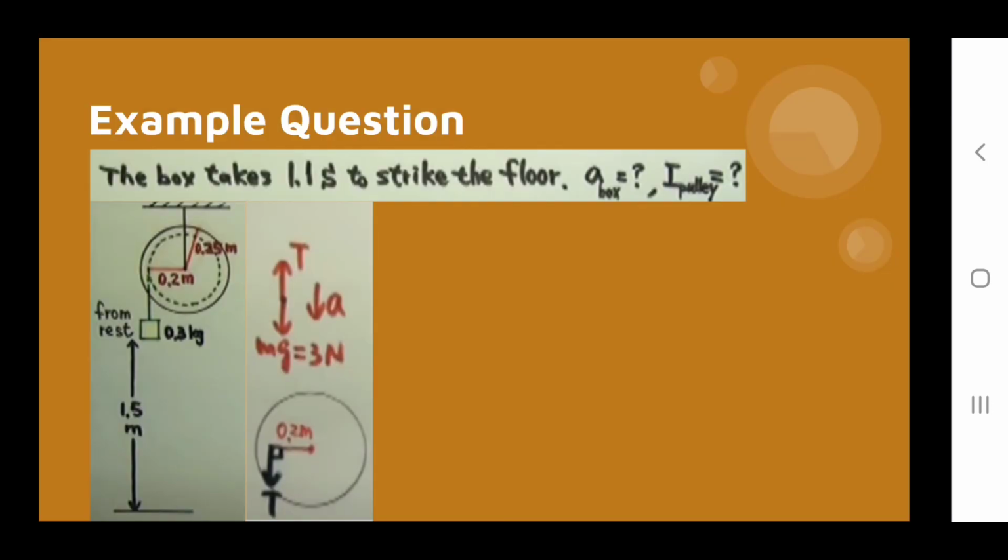Here is example question 2. Here we have a box hanging from a wheel. The box is 0.3 kilograms and its radius from the center is about 0.2 meters. And the box is 1.5 meters from the ground. The wheel has a radius of 0.25 meters. If the box takes 1.1 seconds to hit the floor, what is the angular acceleration and the inertia of the wheel?